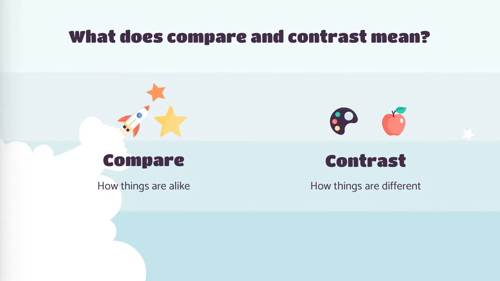What does compare and contrast mean? These were the key words from our learning objective. Compare means how things are alike. Like this rocket ship and how these stars, they all have a relationship because they all can be found in space. Contrast, it means how things are different. Like this palette of paint and the apple, they have no relationship whatsoever. They are different in every way.